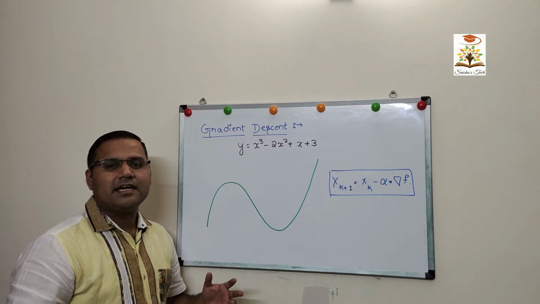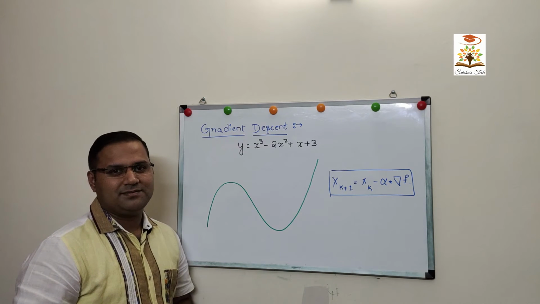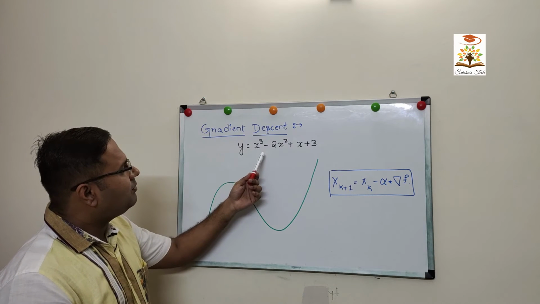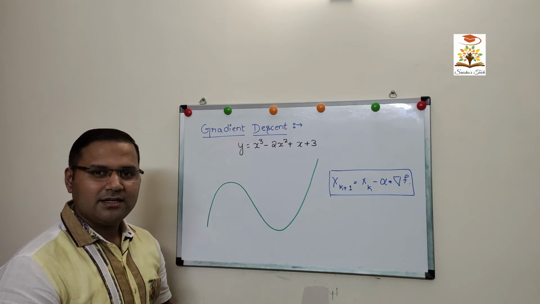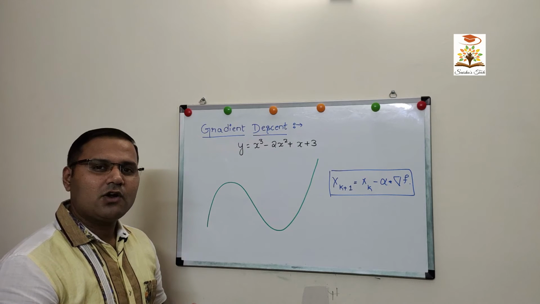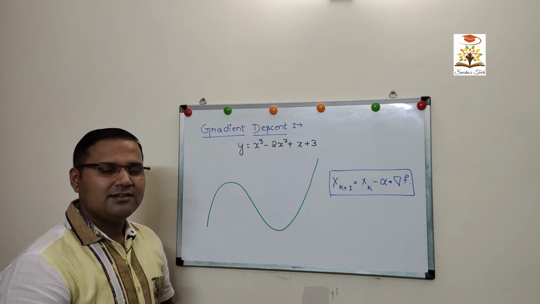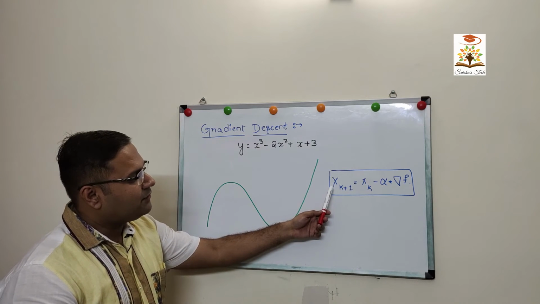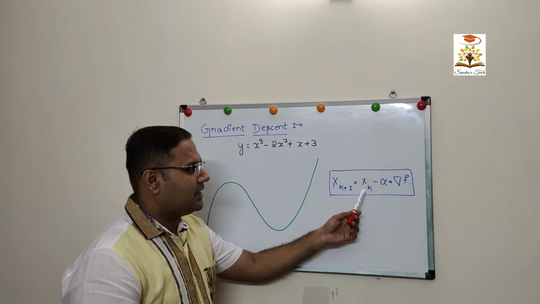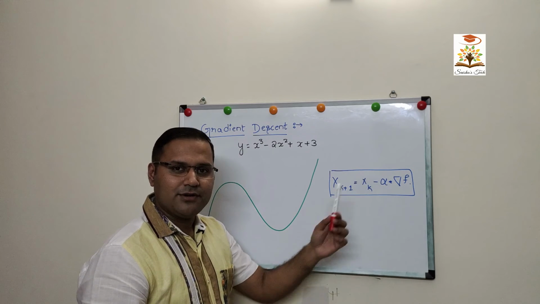To understand the diagrammatical representation of gradient descent, we are going to use a cubic equation, which is represented mathematically as y = x^3 - 2x^2 + x + 3, and diagrammatically as shown here. We are also considering the derived generalized gradient descent formula, which is the position at k+1 is equal to the position at k minus alpha, which is the learning rate, times the first derivative of the function.